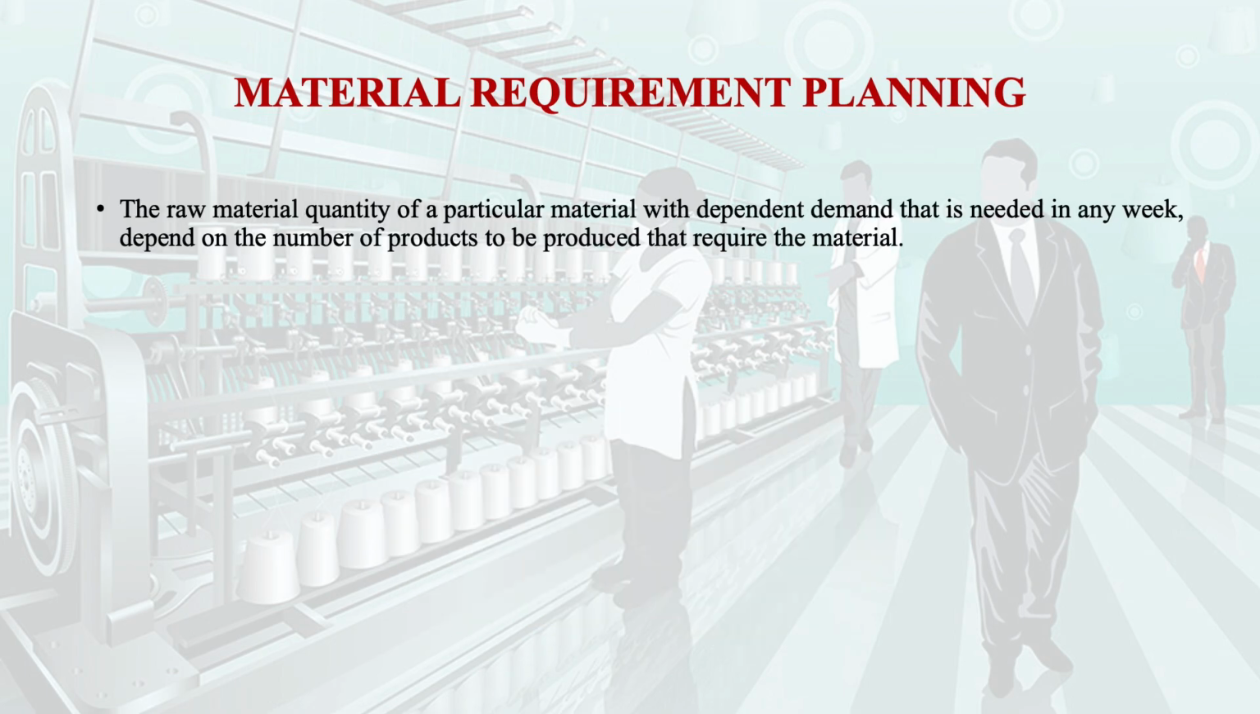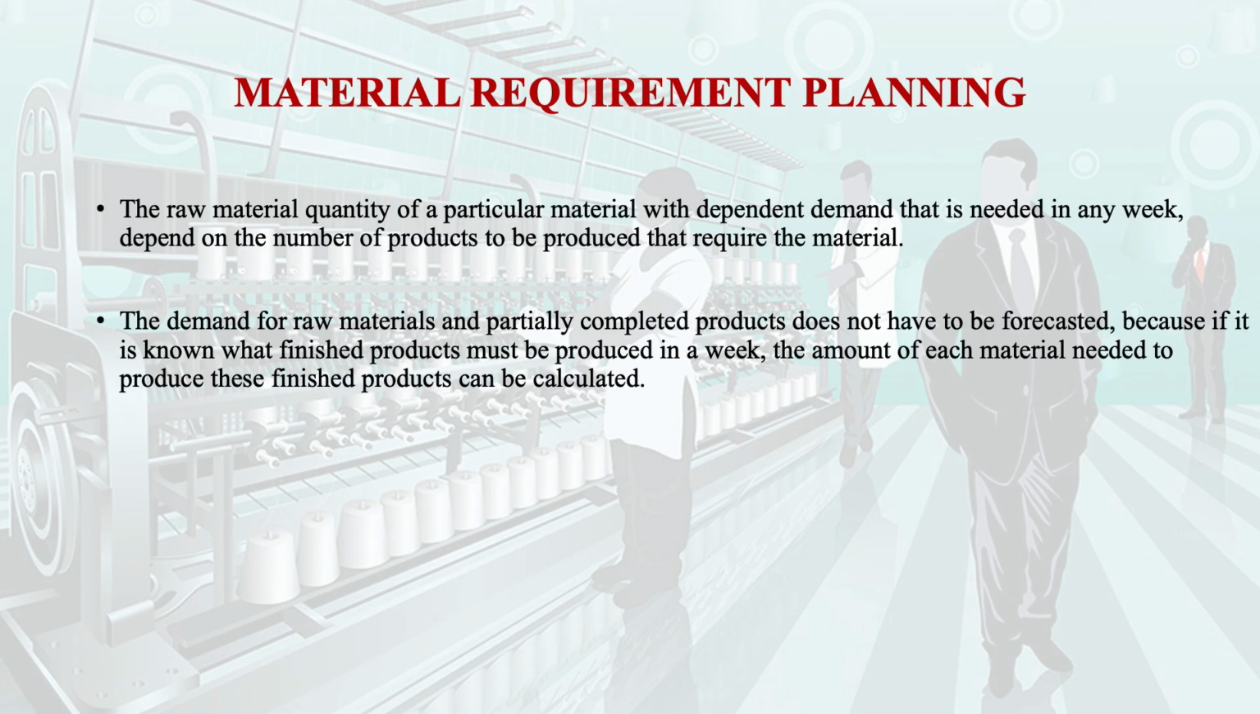The quantity of a raw material with dependent demand that is needed in a week depends on the number of products to be produced. The demand for raw material and partially completed material, in other words the work in process inventory, does not have any forecasted estimate, because it depends upon the finished product.